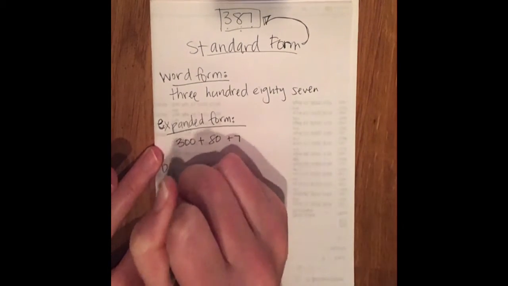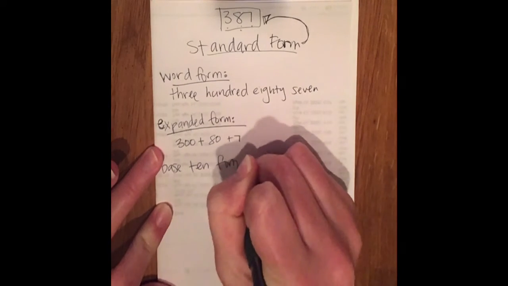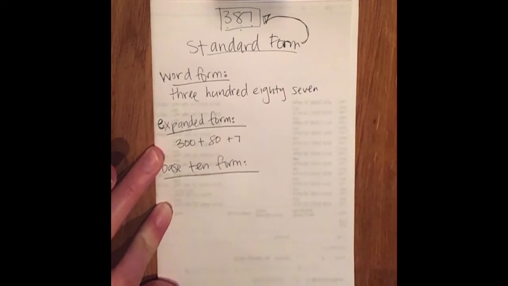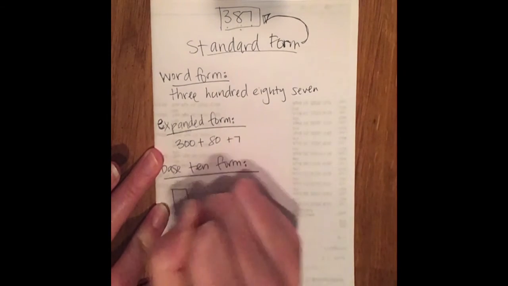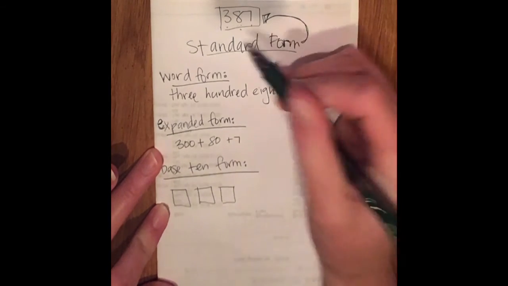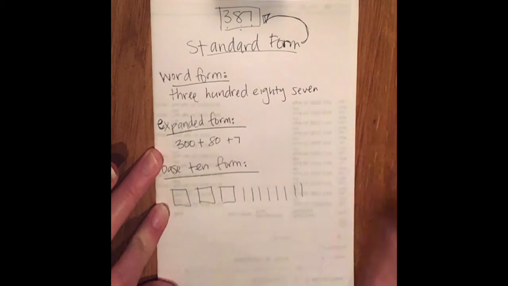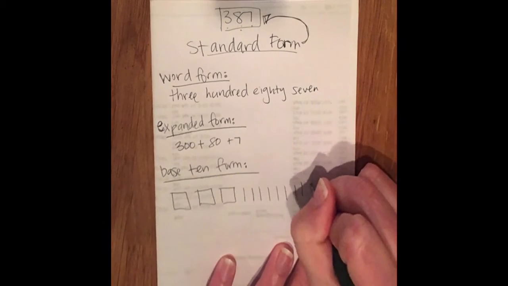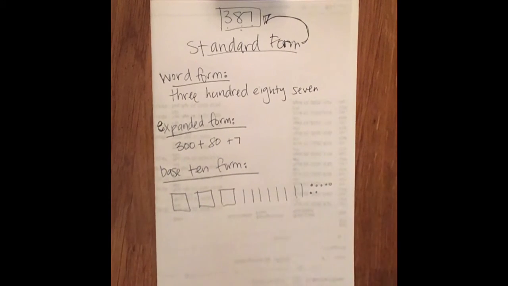And then we have base 10 form. So this is where you draw your base 10 blocks. How many hundreds do I have? 1, 2, 3. How many tens? 1, 2, 3, 4, 5, 6, 7, 8. And how many ones? 5, 7. Those are your 4 different forms that you can write a number in.